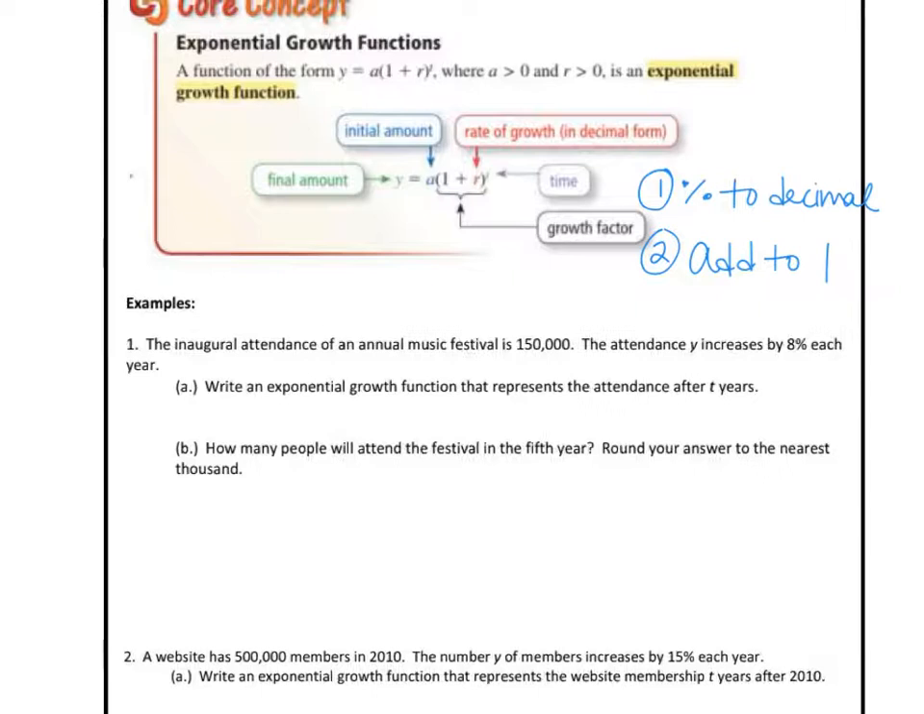So we're going to use that model that's at the top here. The inaugural attendance of an annual music festival is 150,000 people. The attendance increases by 8%. So that 8%, that's your rate each year. Write an exponential growth function that represents the attendance after T years. So step 1, change that percentage into a decimal.